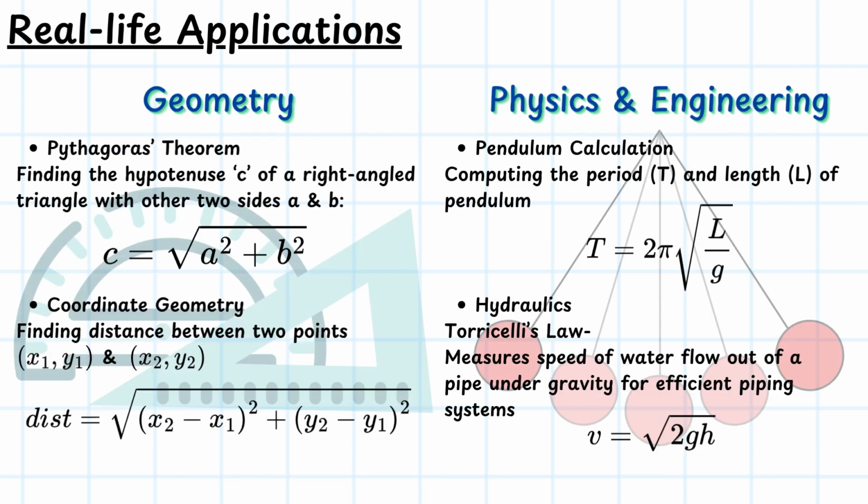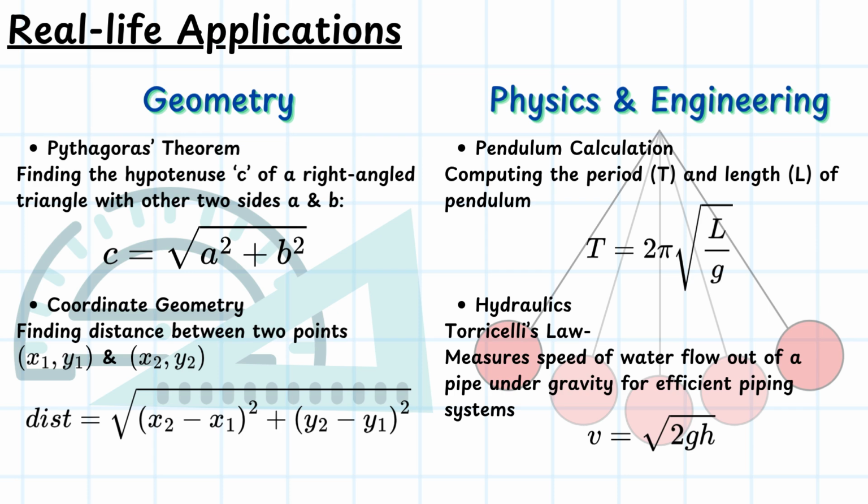Now, let's look at some real-life applications of surds and radicals. These concepts appear frequently in mathematics, particularly in geometry. Surds are useful for calculating lengths and distances. For example, they play a key role in Pythagoras' theorem, which helps us determine the length of the hypotenuse in right-angled triangles. In coordinate geometry, radicals help us find the distance between 2 points by substituting their x and y coordinates into the distance formula.